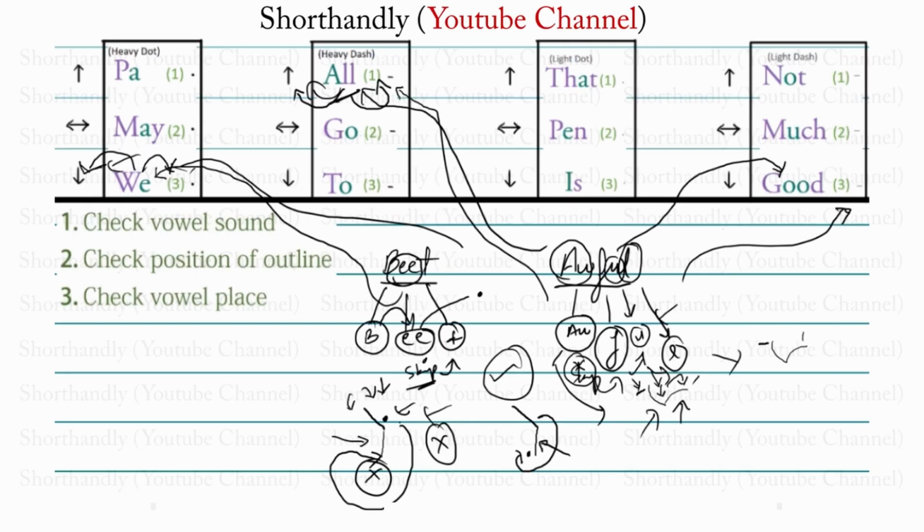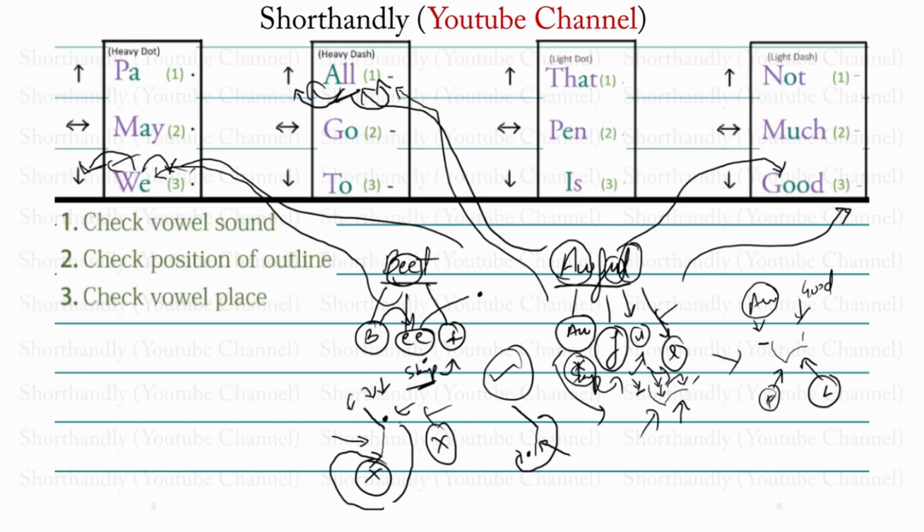So that's our dark dash to represent our all vowel, and then that's our f, and then that's our light dash to represent our good vowel. Then we finally have this l. That's how you make the word awful. So now let's take another example.